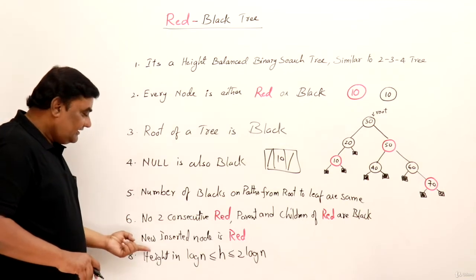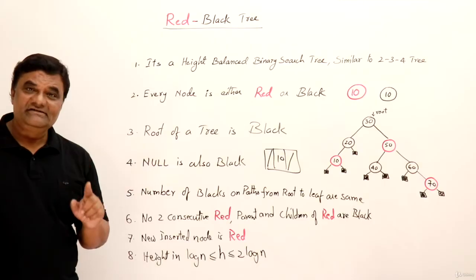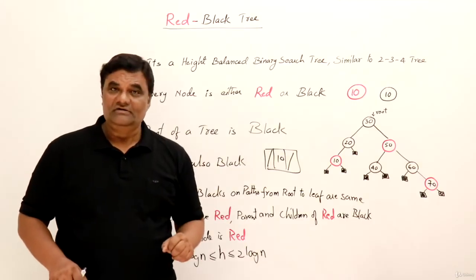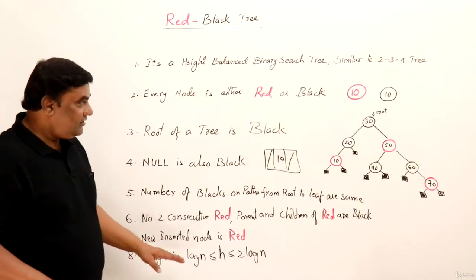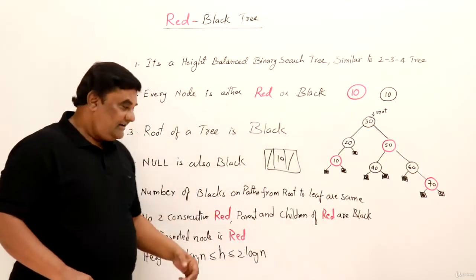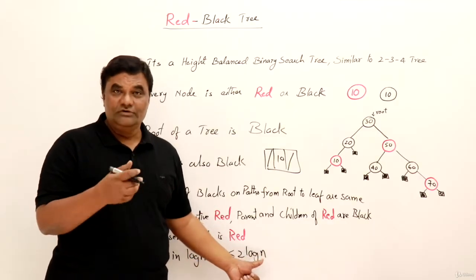Then next, the newly inserted node. When you are inserting a new node, it is always inserted as a red node. Then next and the last thing is the height of a red black tree is minimum log n, maximum double of log n, that is 2 log n.